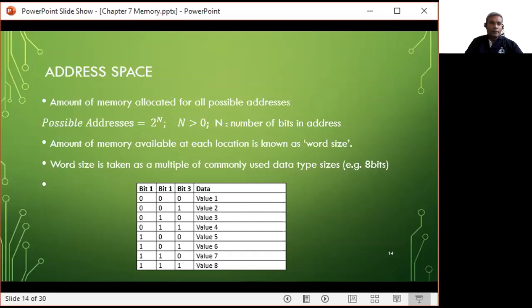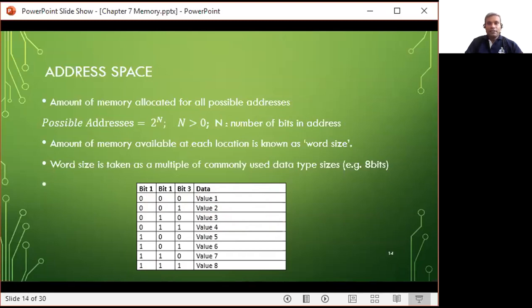What about the actual capacity? Now remember, this is just the number of addresses. The actual data is stored here. So this one can have different capacities. The capacity of one particular memory location is known as the word size. It's known as the word size.